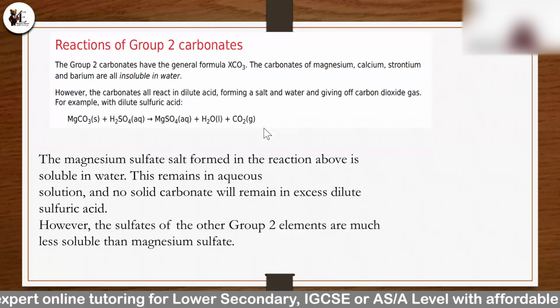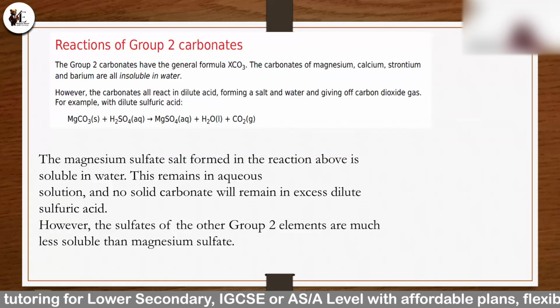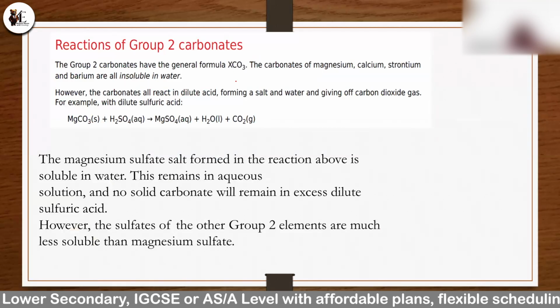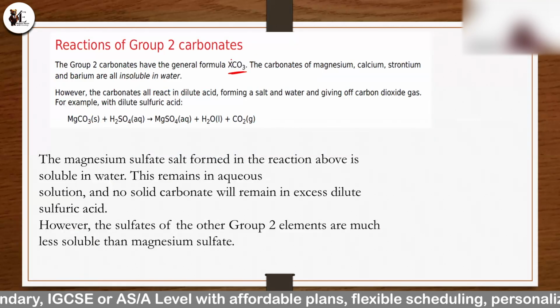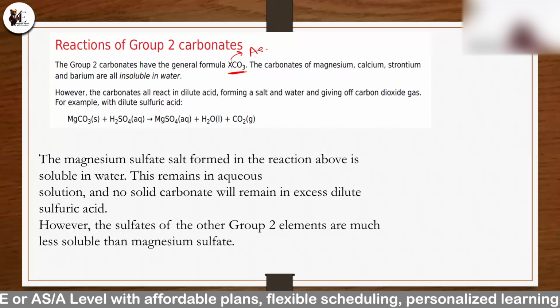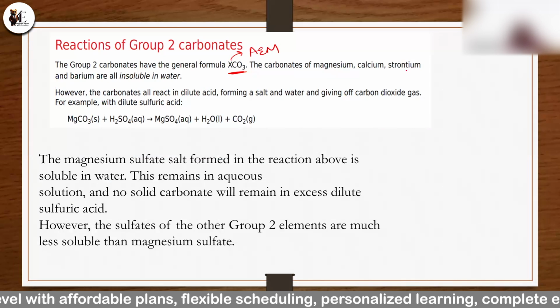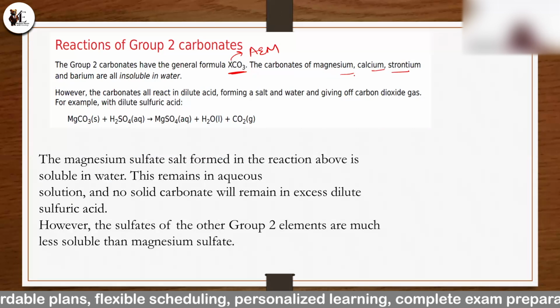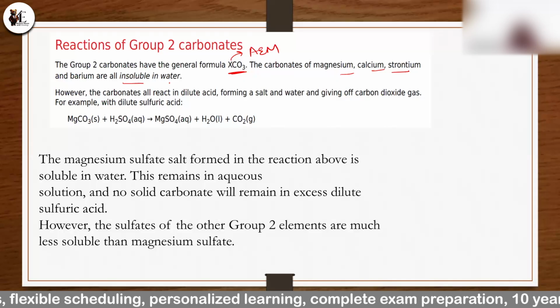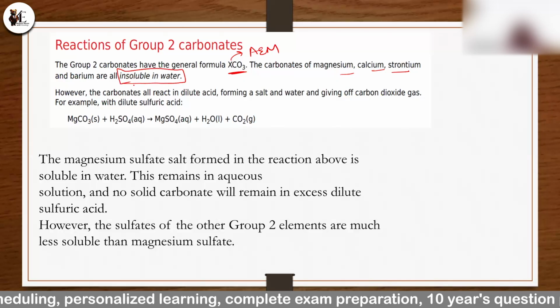Now next is your reactions of group 2 carbonates. So the group 2 carbonates have the general formula XCO3, where X is your alkaline earth metal. So the carbonates of magnesium, calcium, strontium, barium, they are all insoluble in water. Carbonates are insoluble.